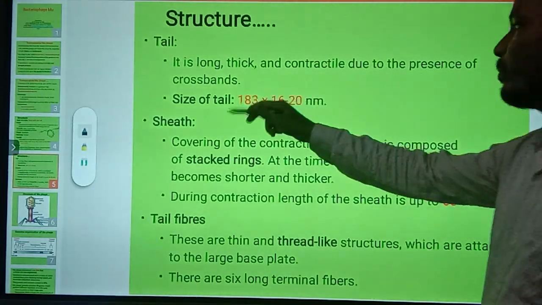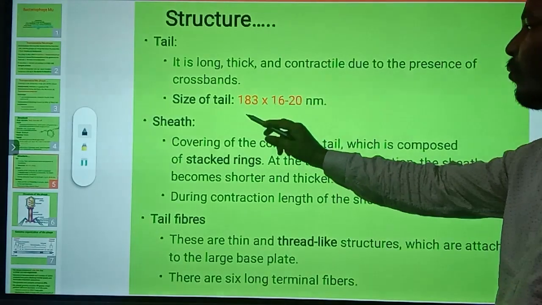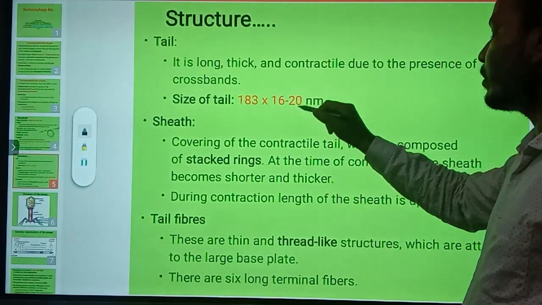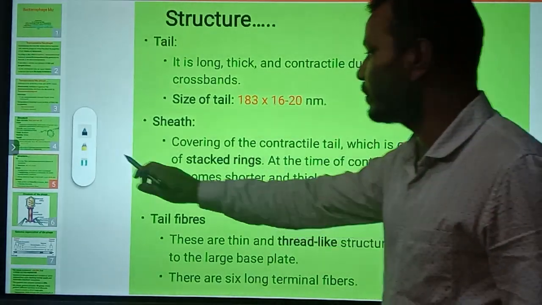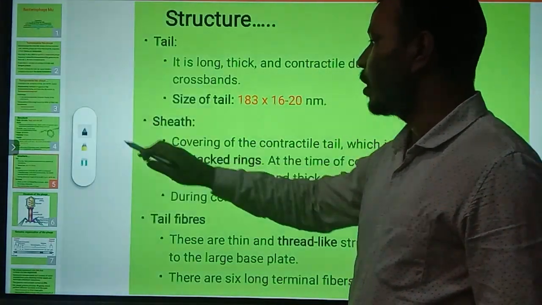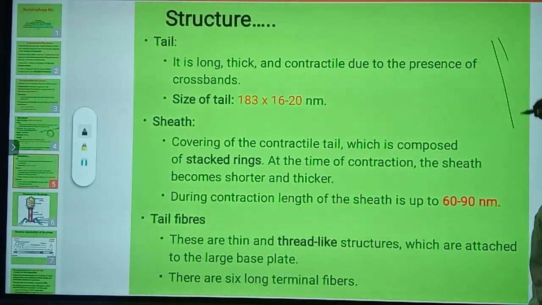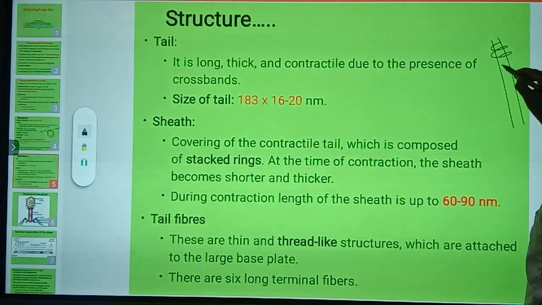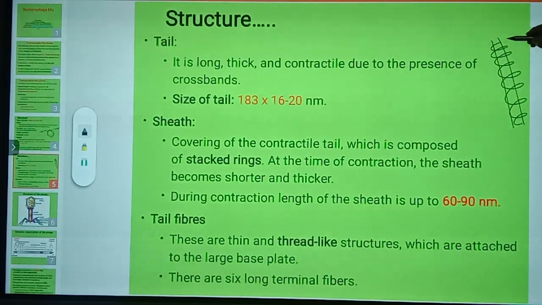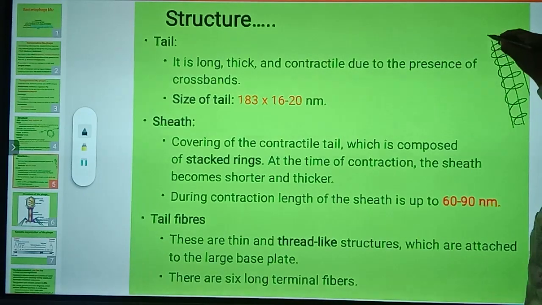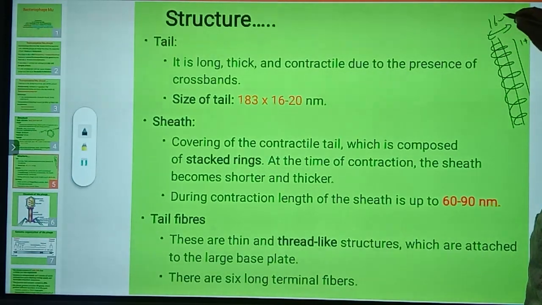Due to the presence of cross bands, the size of the tail is about 183 by 16 to 20 nanometer, right? And there is a sheath in this tail. It is a spring-like structure, so this will compress. The size of the tail is about 183 in length, and 16 to 20 nanometer in width.